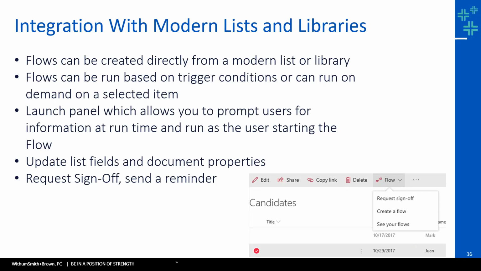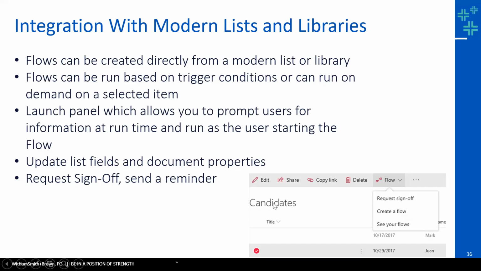This is what I was talking about when I say you can easily run a flow manually. In SharePoint, you can literally click the item and then you get this drop down, and you can request sign off, or if you have any other flows that you want to run, they will show up here if they're connected with that list or library. So you get a launch panel that allows users to actually enter information at the runtime.